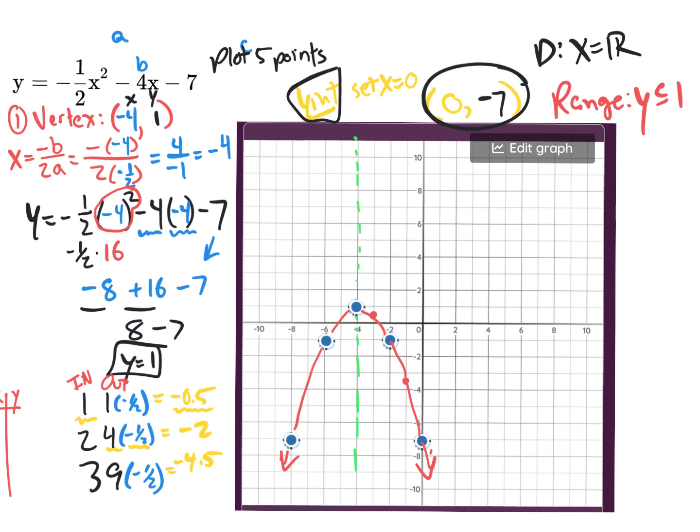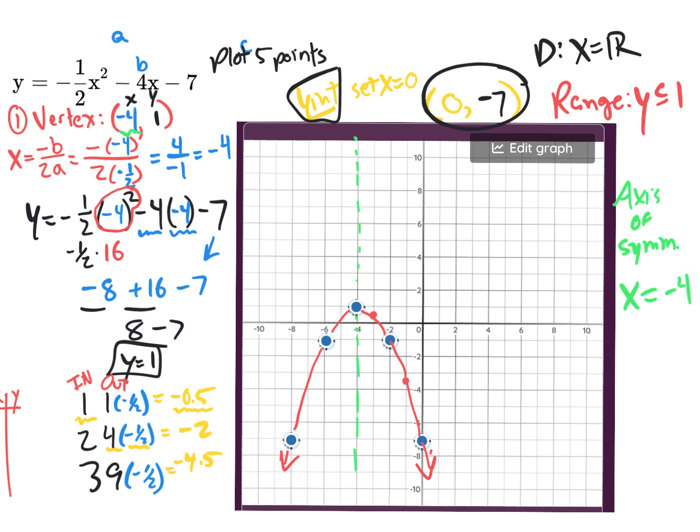What else could I ask you? I could also ask you for the axis of symmetry equation, and that would be the green dotted line that passes right through the vertex. To get a vertical line, you have to type in x equals if I ask for the axis of symmetry, and that will be x equals simply the x value of your vertex, which happens to be -4 in this case.